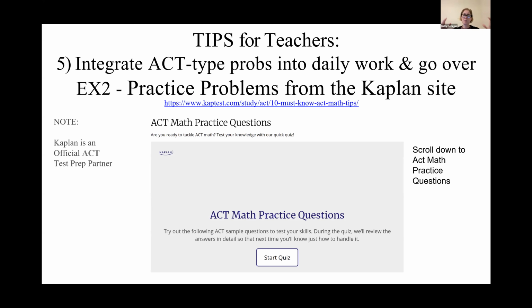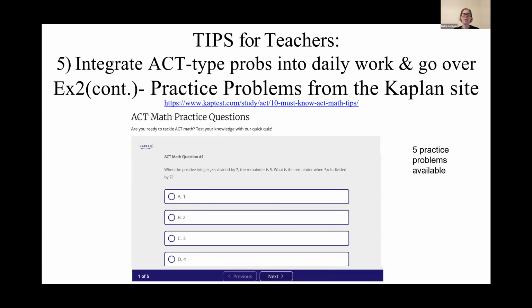Again, just more practice problems. The more practice, the more confident students can be. And so Kaplan's problems are here. They have 5 practice problems available, and you see what those look like here. Again, they have 4 choices available for these multiple choice problems.